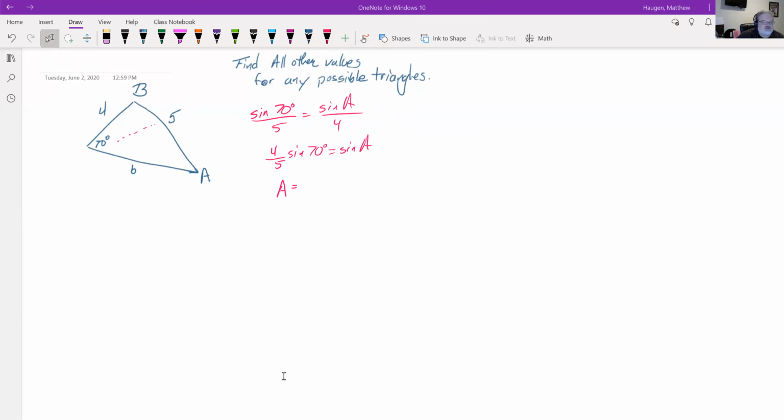So I'm going to grab this nice little sine inverse of 4/5 times the sine of 70 degrees, and hopefully I've remembered that this calculator automatically puts itself in radian mode when I start it. So let me fix that. Okay. So that gave me what looks like 48.7 degrees.